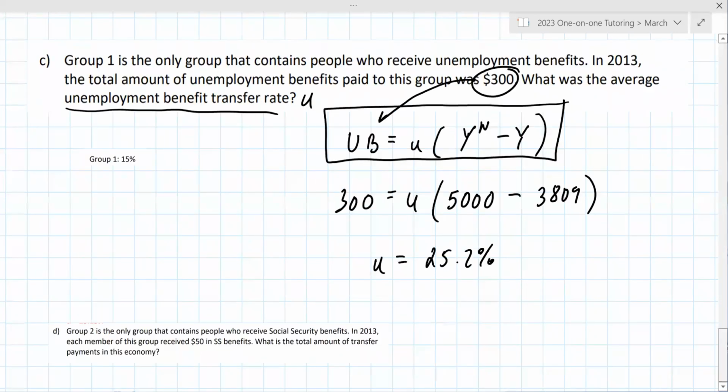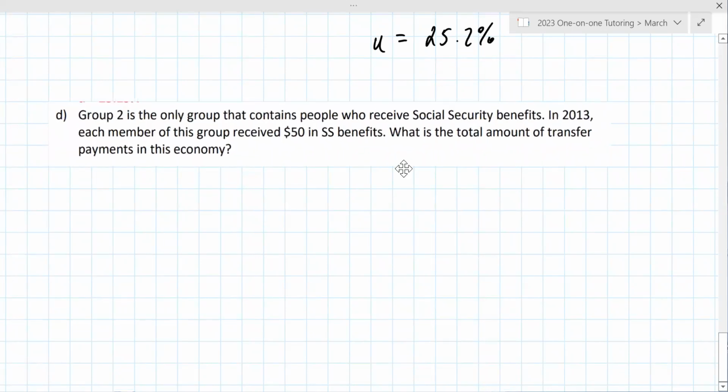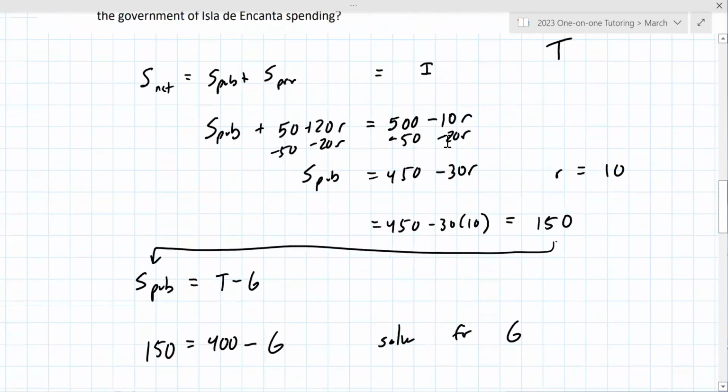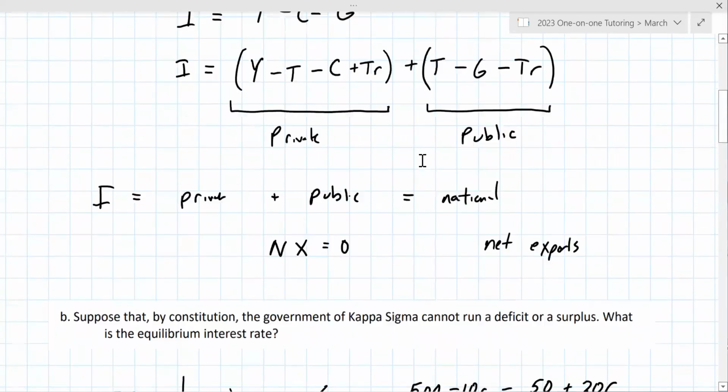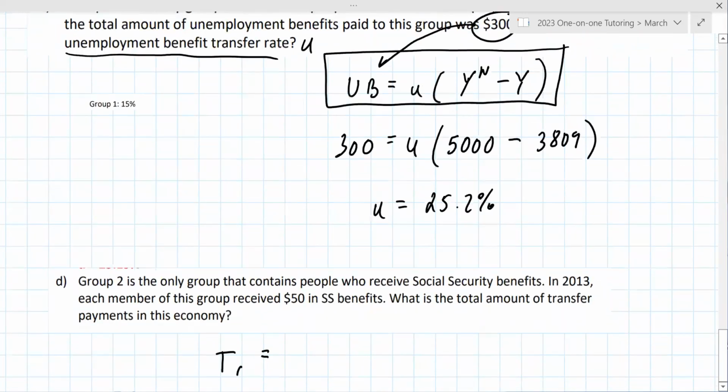Group two is the only group that contains people who receive Social Security benefits. Receive $50 in Social Security benefits. So this TR, that's transfer payments. I don't know if that's the same TR as we saw earlier. You were talking about the tax rate. Probably is. And it's plus minus. I guess the transfer payments have to net out to zero. Maybe double check that with the professor.